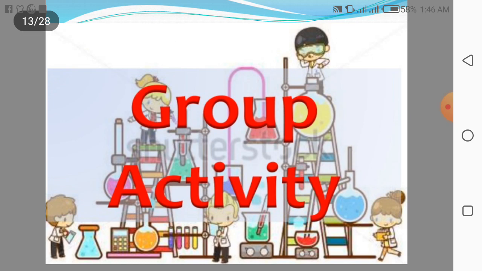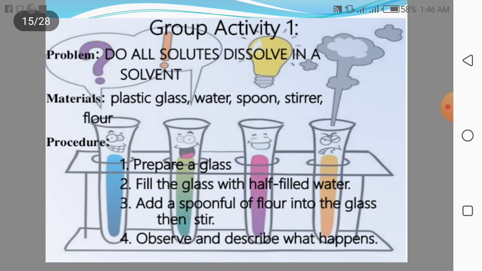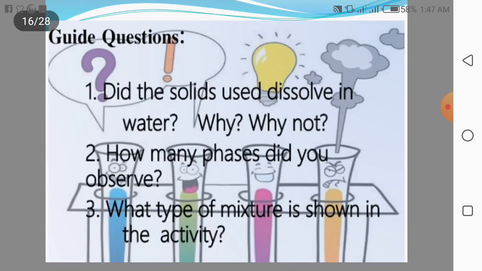Here is a group activity. Work cooperatively and silently. This is your science project. The materials you require: plastic glass, water, spoon, stirrer and flour. And the procedure is: prepare a glass, fill the glass half with water, then add a spoon of flour into the glass and then stir. Observe and describe what happened. These are the questions that I have given you. You have to answer them on your loose sheet.